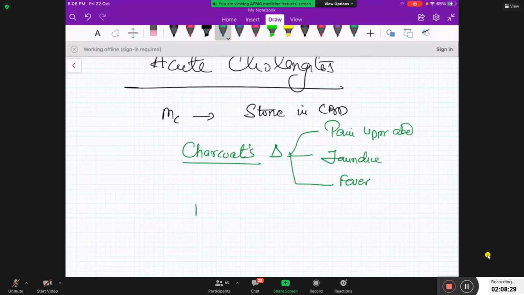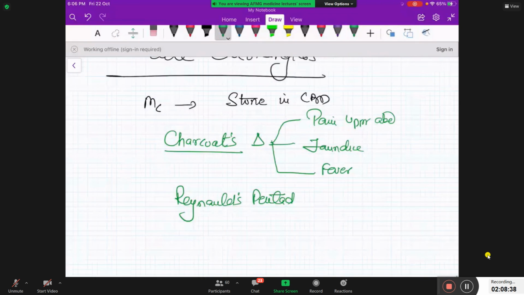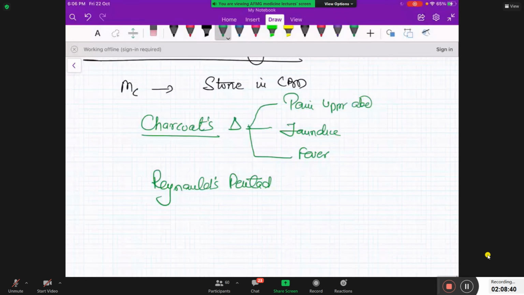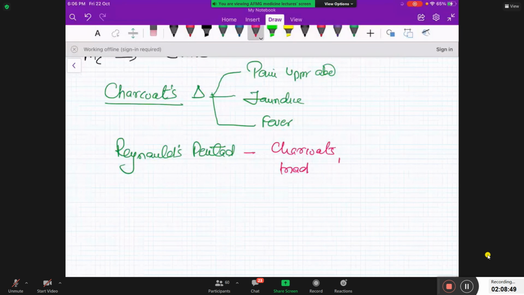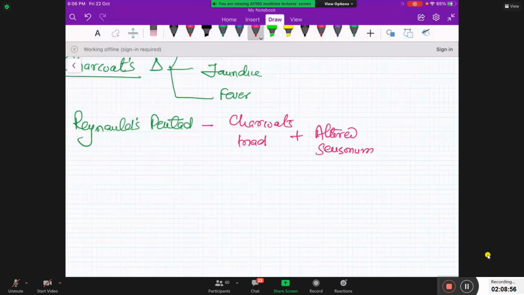These patients can have Reynolds' pentad also, which is Charcot's triad with altered sensorium with hypotension.